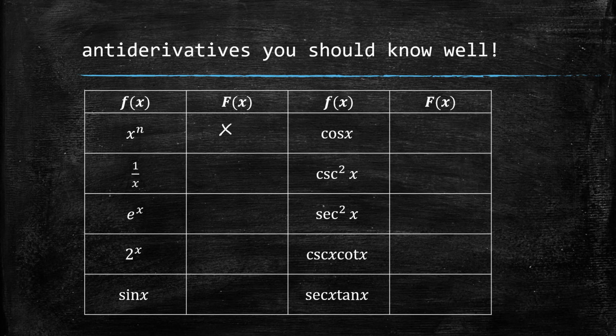So we just learned about x to the n. We just raise the exponent by 1. And we compensate for that by putting 1 over n plus 1. Notice I have no a here. So this is just the simple form. n is not allowed to be -1.